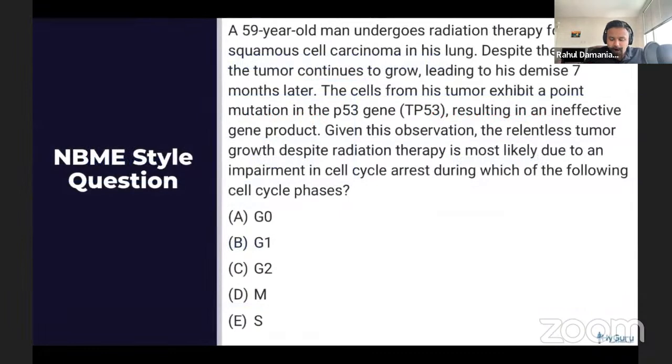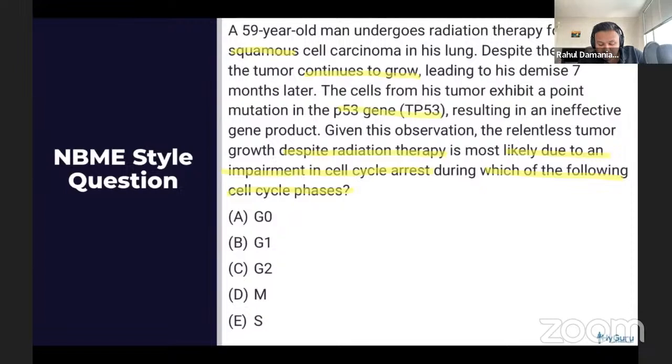All right, let's go to our next question. Given this observation, the relentless tumor growth despite radiation therapy is most likely due to an impairment in cell cycle arrest during which of the following cell cycle phases? A 59-year-old man undergoes radiation for squamous cell lung carcinoma. Despite the treatment, the tumor continues to grow, leading to his demise 7 months later.